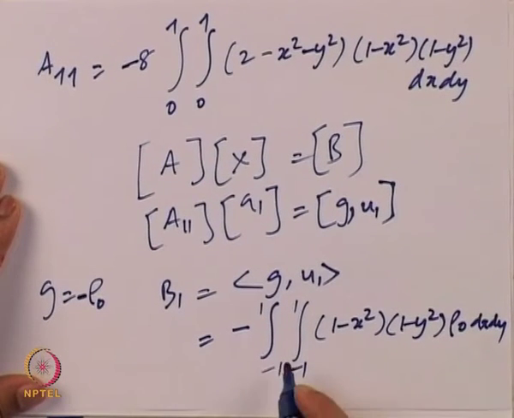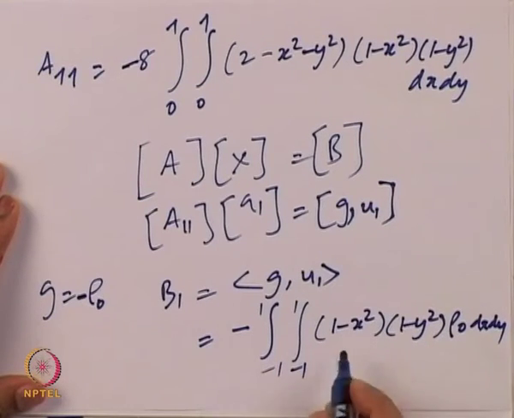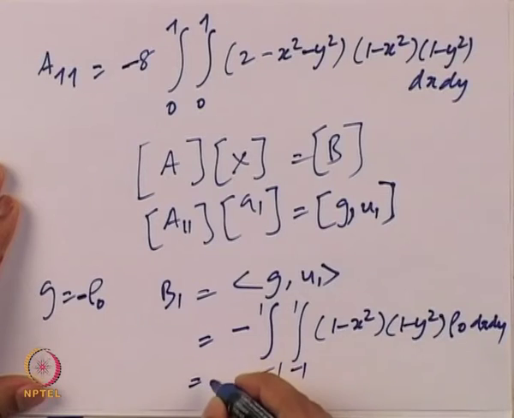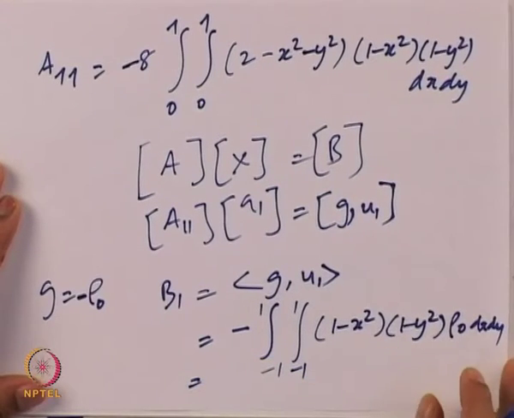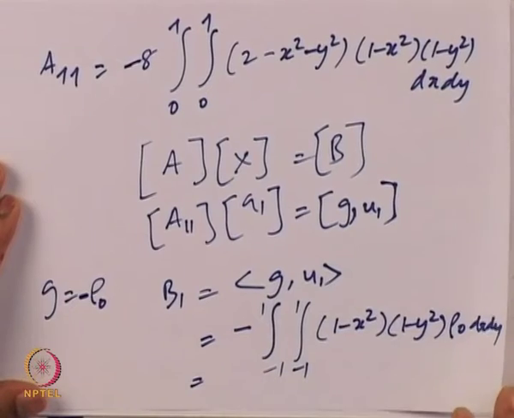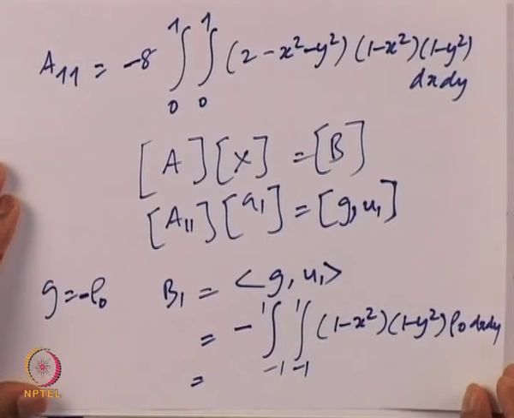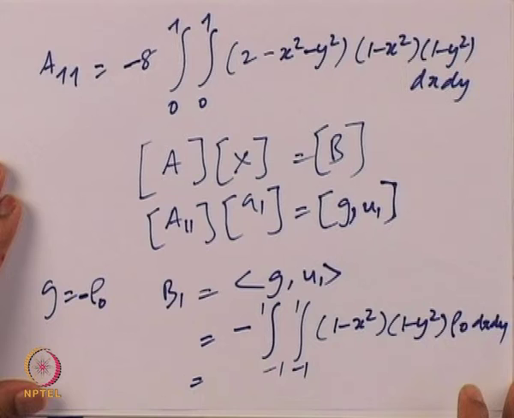And when we simplify this and apply the value of x and y, what we get is B1 equal to a value that we will compute in the program. We can also do it numerically by hand, but we are going to do it in a MATLAB code, and I will show you how to do this. So this is going to be for the first approximation.